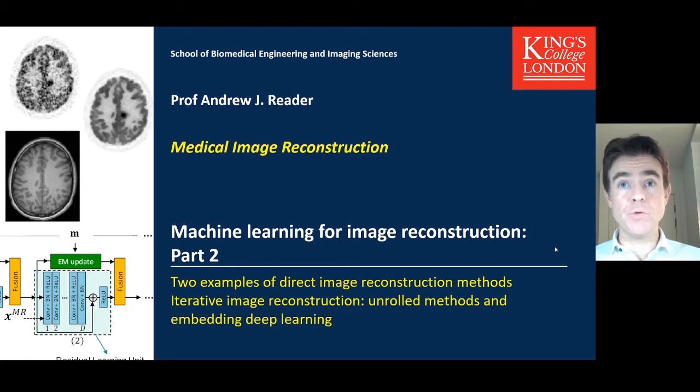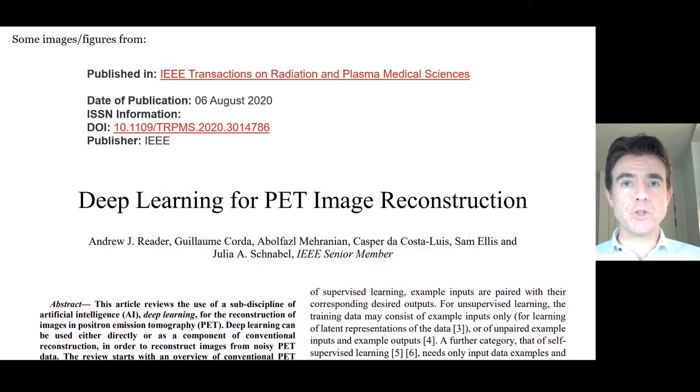This is part 2 of machine learning for image reconstruction. We'll go into a couple of examples of direct image reconstruction and then look at unrolling iterative reconstruction in order to put machine learning or deep learning inside iterative image reconstruction. Just a quick mention of the paper from which I'm taking a few figures for this presentation, as also for the previous video.